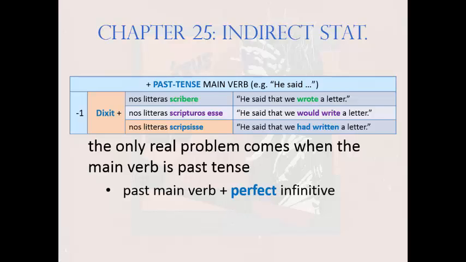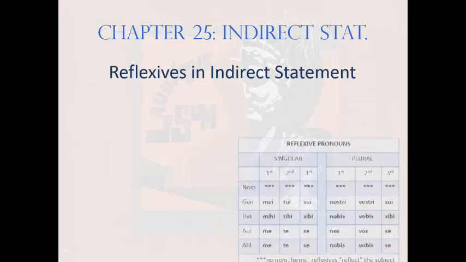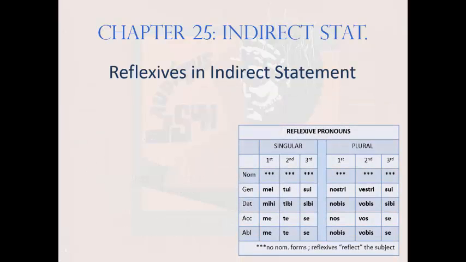Dixit nos litteras scripsisse, meaning literally, he said us to have written a letter. What would be the English that clause equivalent? He said that we had written a letter. A -1 time value main verb plus a -1 relative time value infinitive adds up to -2 in absolute time. That's pluperfect, had. Finally, let's look at something you'll be seeing a lot of in indirect statement: reflexive pronouns and adjectives.